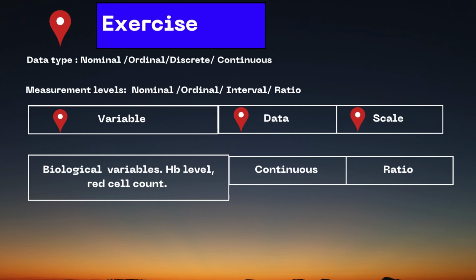Data type continuous. Level of measurement, ratio. Explanation. While the red blood cell count is seen as a discrete variable, however when measured per microliter, for example, 5.2 million red blood cells per microliter of blood, it is treated as a continuous variable. This is because the measurement can take any value within a range and is not restricted to distinct, separate values, and is measured on a ratio scale because it has a true 0 point, absence of red blood cells, allowing for meaningful ratios and arithmetic operations.